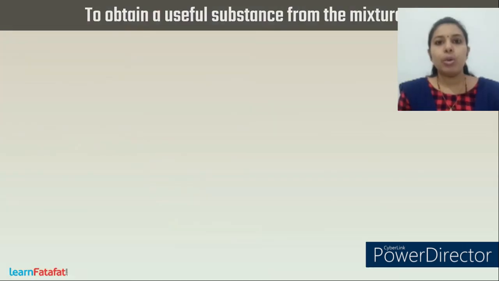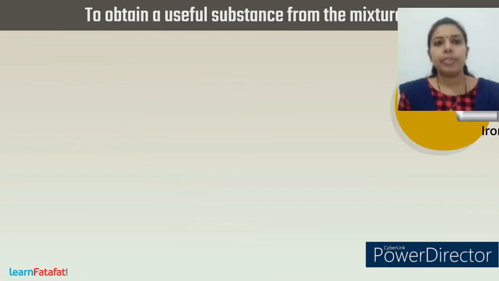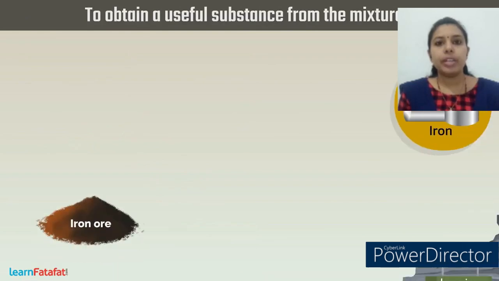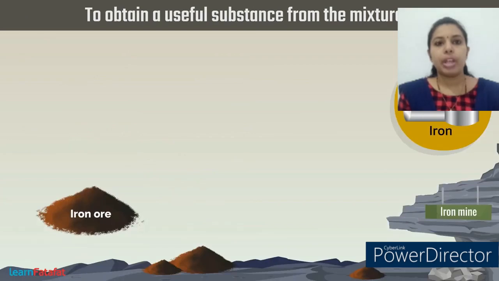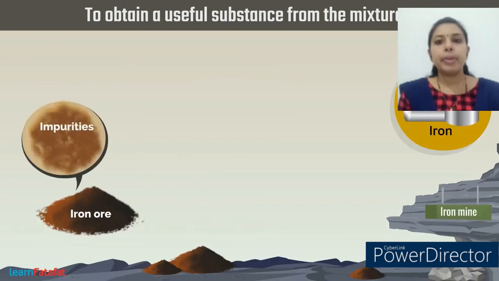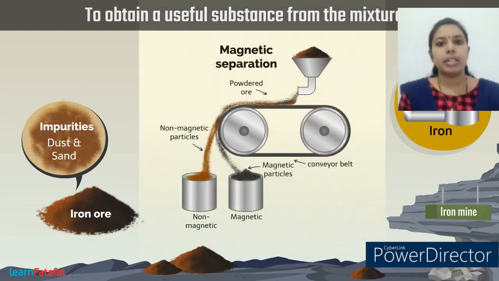Separation is needed to obtain a useful substance from the mixture. Iron is obtained from iron ore. The iron ore contains impurities such as dust, sand, etc. We need to separate the iron particles from the mixture. For that, we use magnetic properties of materials.